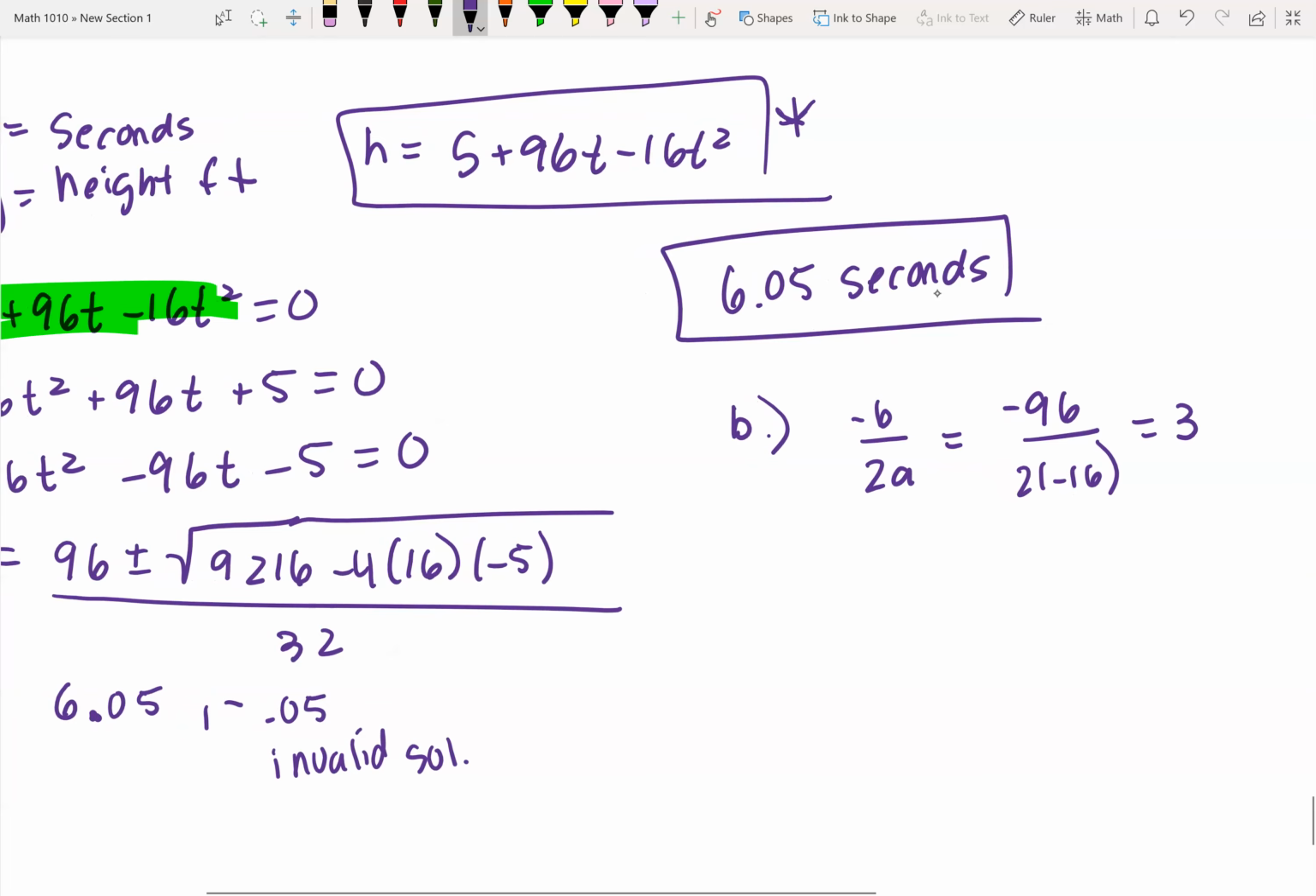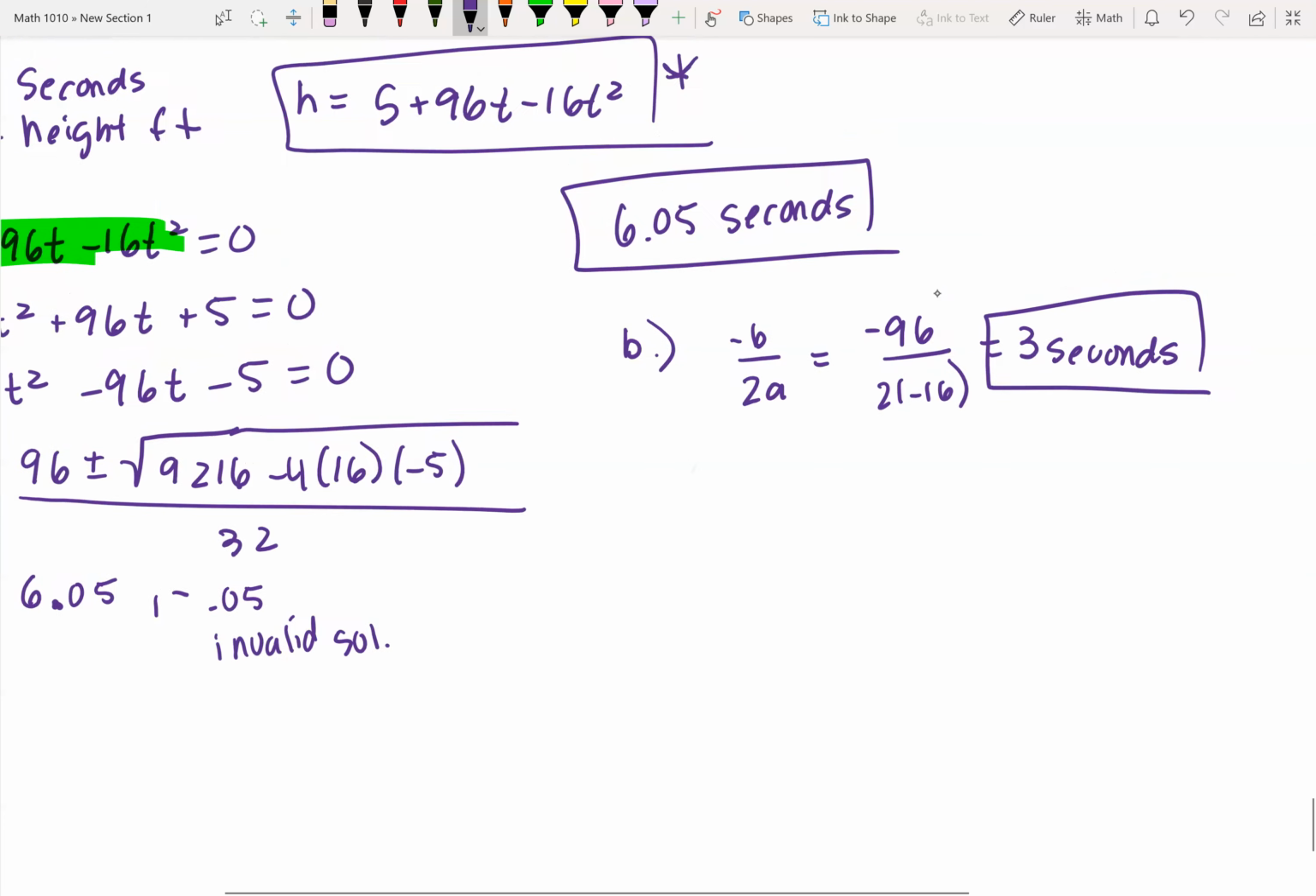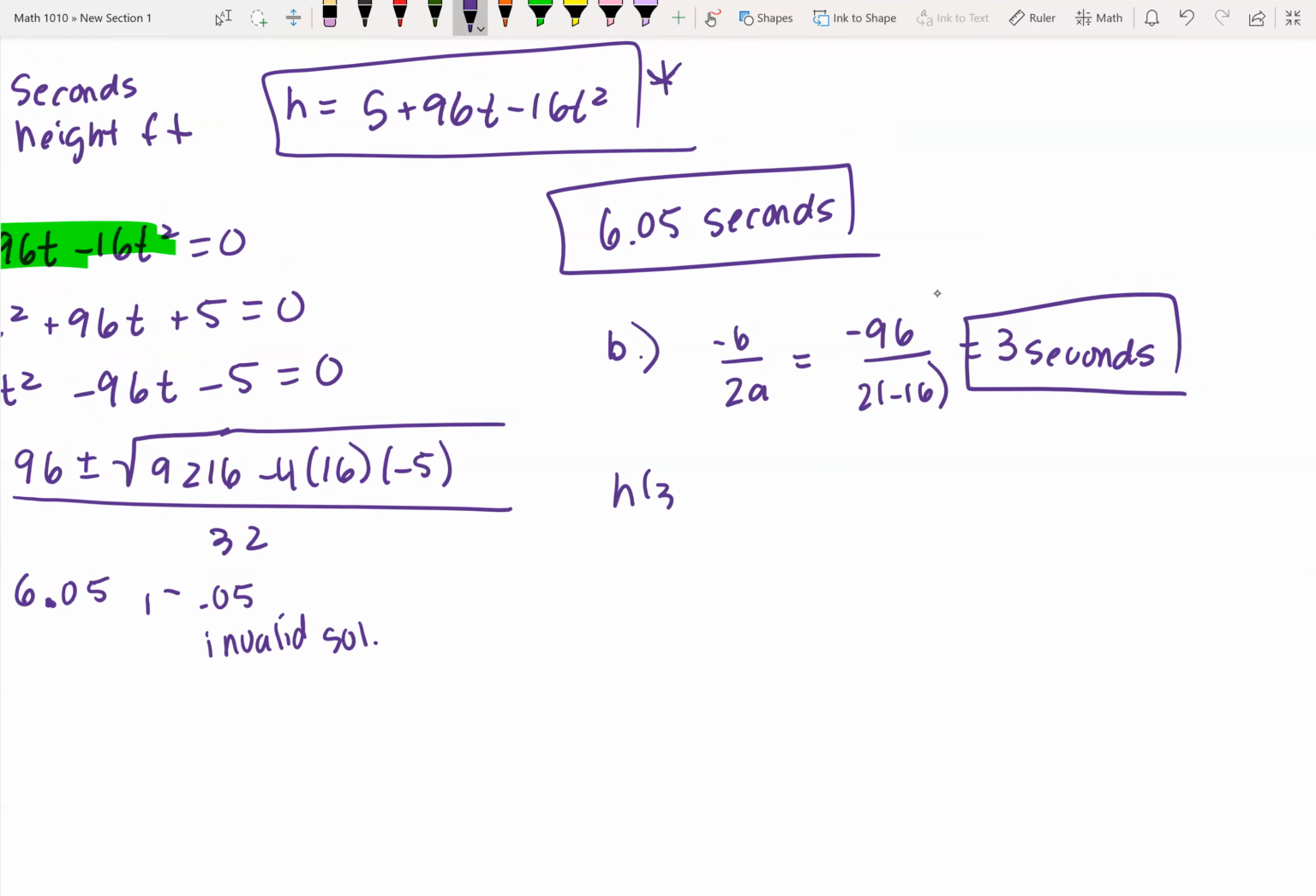Remember that the x value stands for seconds. Okay, so that means after 3 seconds, because they're asking when will it. And so that's the first answer. And now everybody go h of 3 is equal to 5 plus 96 times 3 minus 16 times 3 squared. So I'm going to store in that 3, go 5 plus 96, membar, enter, minus 16, membar, enter, x squared. I messed up.